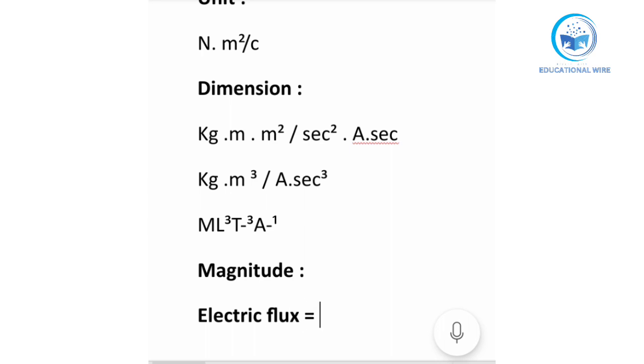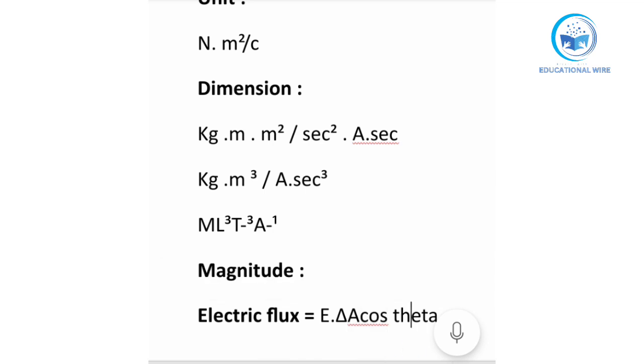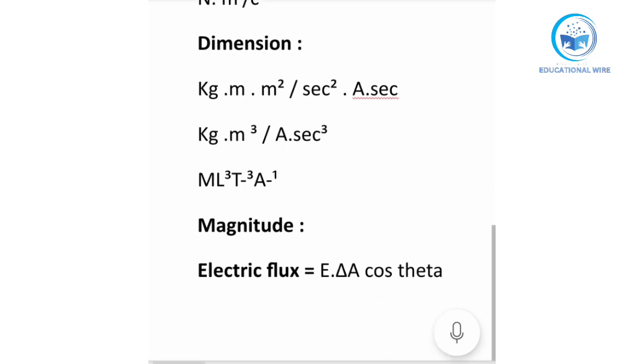Electric flux is always equal to cos theta, meaning along the x-axis. So we'll write electric flux is equal to its magnitude in the x-axis, which will be cos theta. So we'll write electric flux is equal to electric intensity dot, because it's a dot product, small element of vector area, and after that cos theta. Okay, so we have written this cos theta. So this is the magnitude of electric flux.